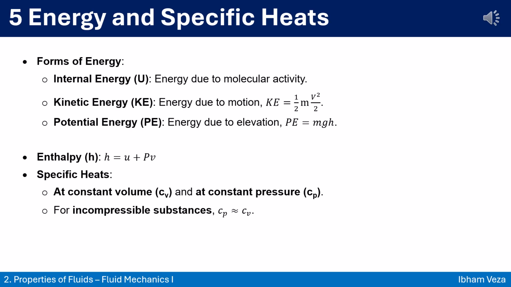Finally, specific heats tell you how much energy you need to change temperature, either at constant volume or at constant pressure. For most liquids and solids, you can safely assume Cp and Cv are nearly the same. These shortcuts help you cut through the clutter and quickly solve energy balance problems.